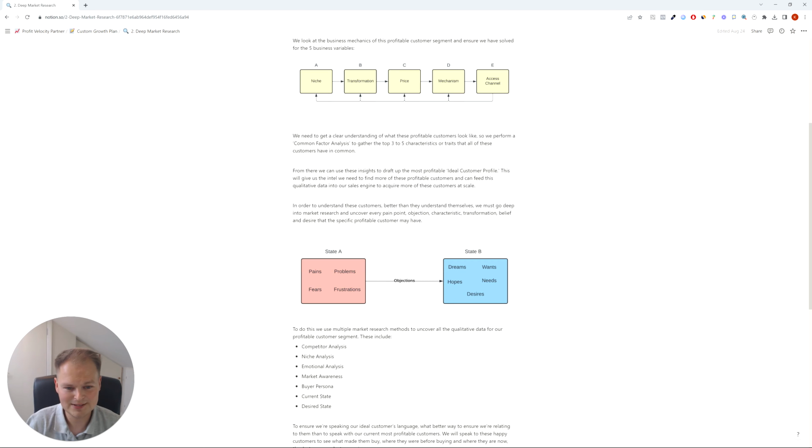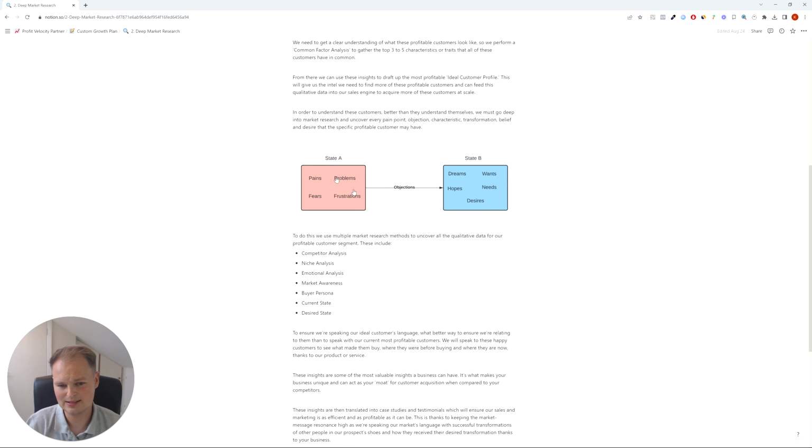In order to understand these customers better than they understand themselves, we must go deep into market research and uncover every pain point, objection, characteristic, transformation, belief, and desire that the specific profitable customer may have. So we can see in this diagram here, we have their stage A, all their pains, problems, fears, frustrations, and we have to get them to stage B, which is where they want to go to. Their dreams, their wants, their hopes, their needs, their desires. And the bridge between stage A and stage B, there'll be several objections along the way, so we want to cover this in our sales and marketing assets to address these while showing them the best way to get from their stage A to their stage B.